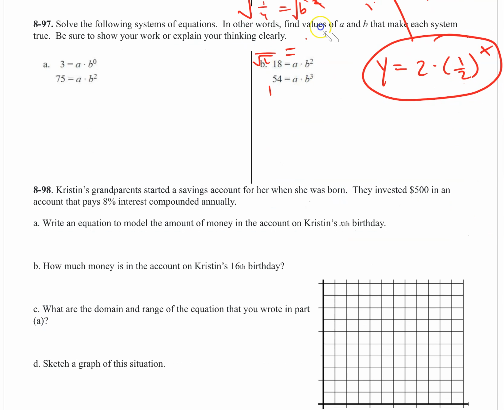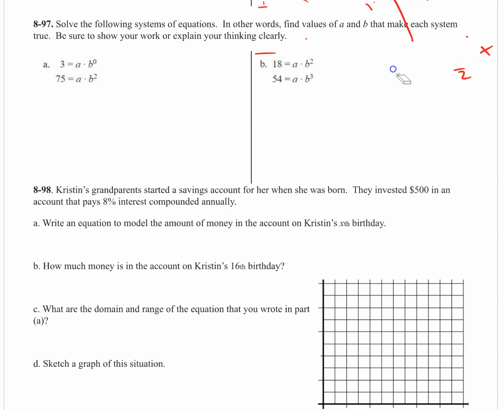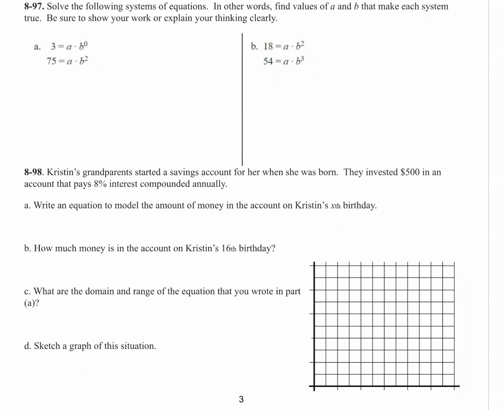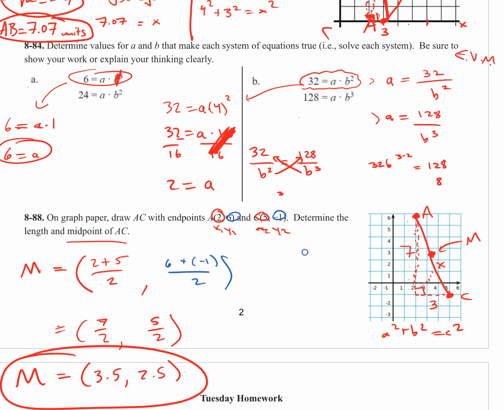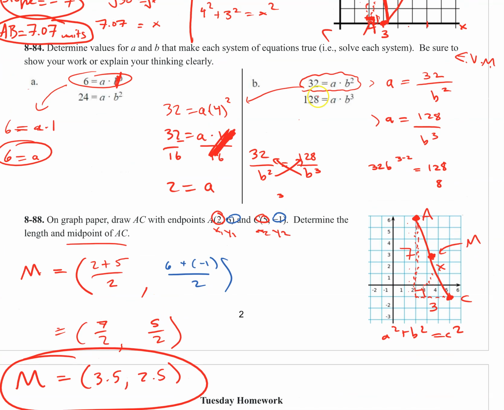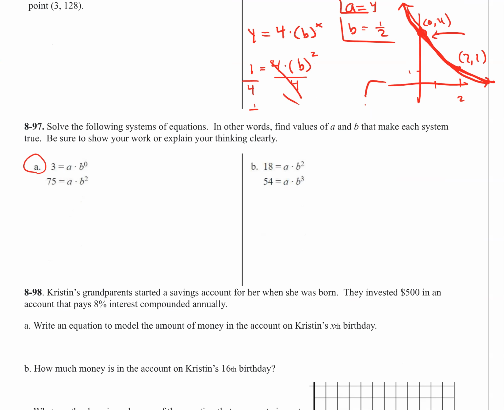All right, 8-97. Solve the following systems of equations. In other words, find a and b that make the values true, show your work, explain your thinking. All right, so this one, I'm going to do a. If you are confused on b, I solved a similar one up here for 8-84, so you can look at how I solved that one.